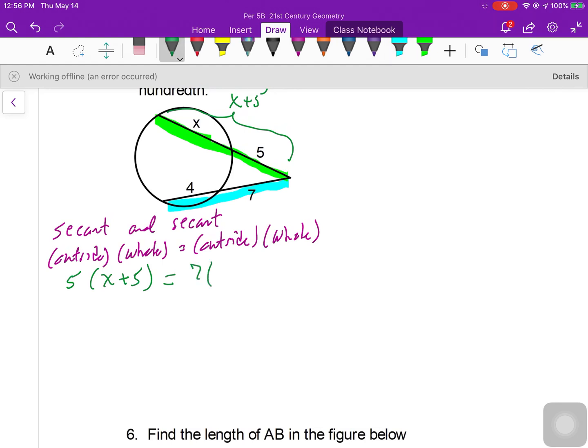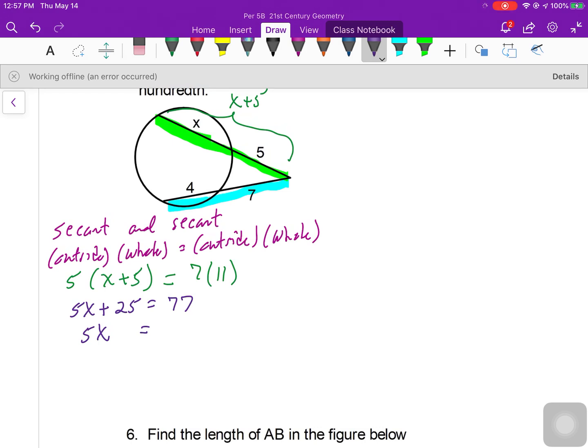For the bottom one, the one I'm highlighting here in blue, the outside is clearly 7, and the whole length would be 4 plus 7, which is 11. Take a look at that setup and see if that setup makes sense. Okay, if it does, time to just carry through with the algebra.